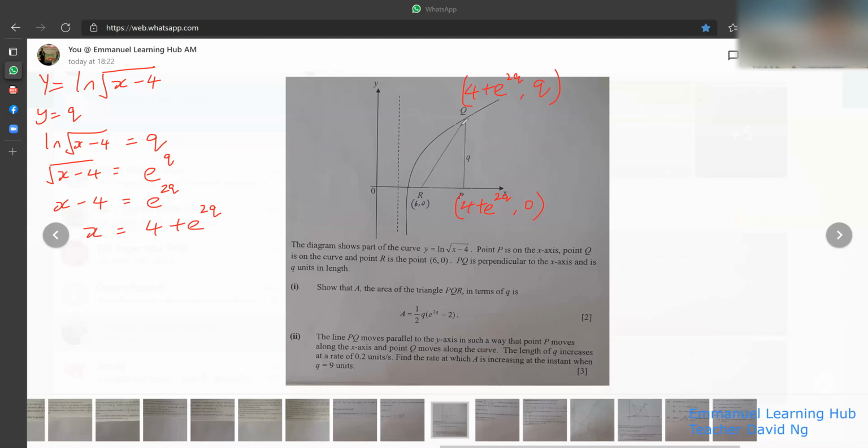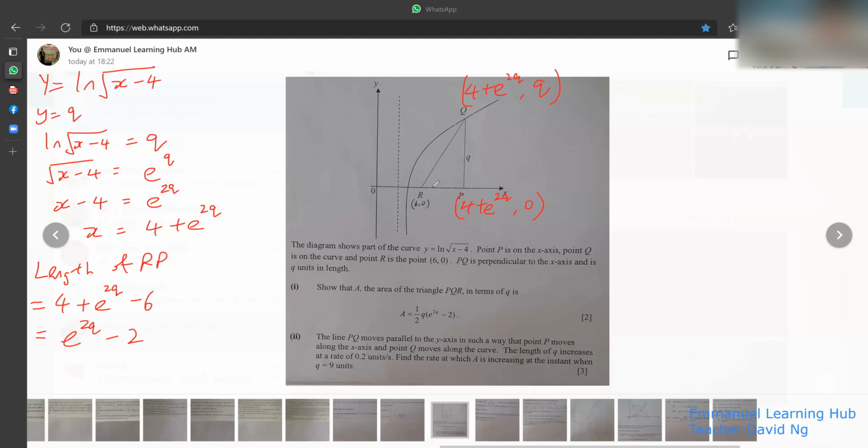So now I have the coordinates, right? I need to find the length of RP. The length of RP is just the difference in the x coordinates: 4 plus e to the power of 2q minus 6. So I'll end up with e to the power of 2q minus 2. So the length of RP is this. I have the length of RP.